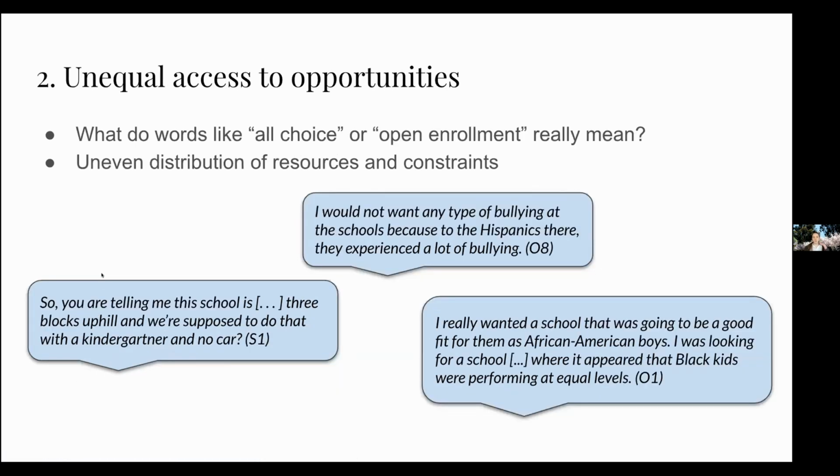The second challenge is unequal access to opportunities. So, the district says that they have an all choice or an open enrollment system, but what does that really mean? When we're talking about school districts that still have massive resource disparities between schools in historically underserved neighborhoods and schools in wealthier neighborhoods. So, some parents we spoke to were facing transportation constraints. They don't have access to a car. They can't drive to the more well-resourced school across the city.